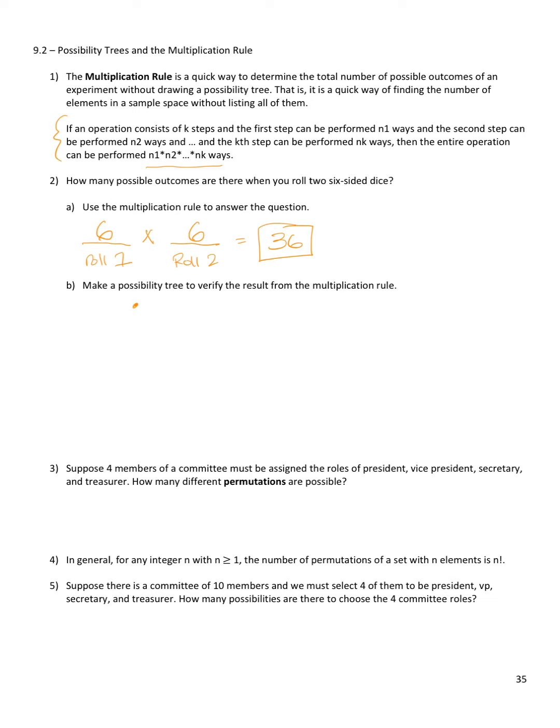Okay, let's see. So here's the root of my tree. When I roll the first dice, there are 6 options. 1, 2, 3, 4, 5, 6. When you roll a dice, you can get a number from 1 to 6. And then after you've rolled the dice once, you roll the second dice, and there are again the same 6 options. So after each of these, I want to put 6. 1, 2, 3, 4, 5, 6.